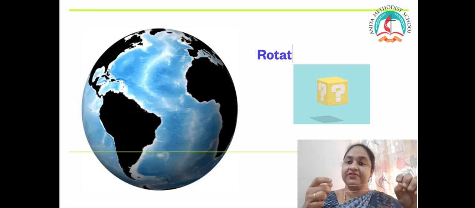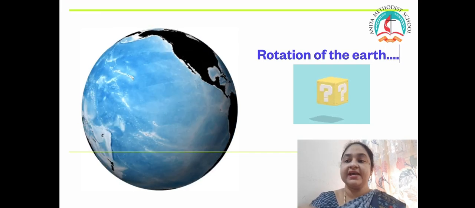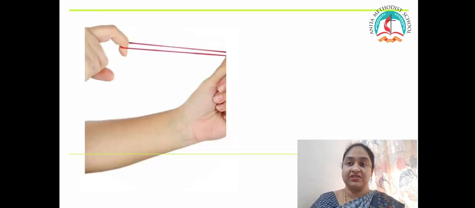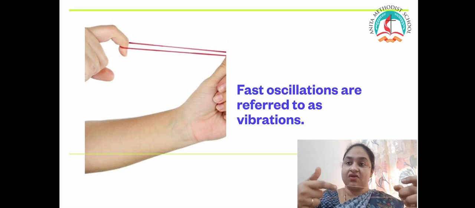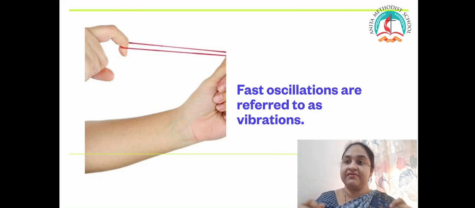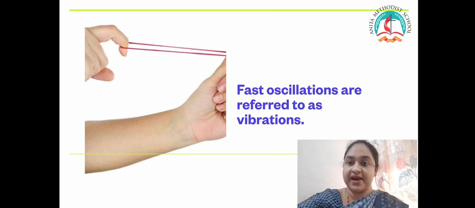A rubber band, if you take, okay, we learnt about oscillation. Oscillation is moving back and forth. So when there is fast vibration, fast oscillation of any object, it is called vibration. Fast oscillations are referred to as vibrations.